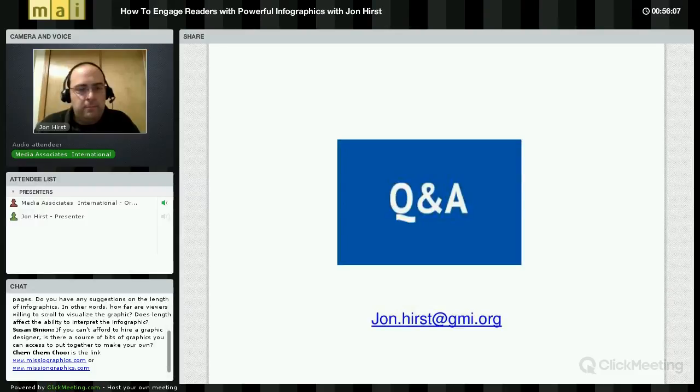So a one-pager with fewer words. Absolutely. And keeping the 8.5 by 11, keeping the vertical or the horizontal approach. That's right.